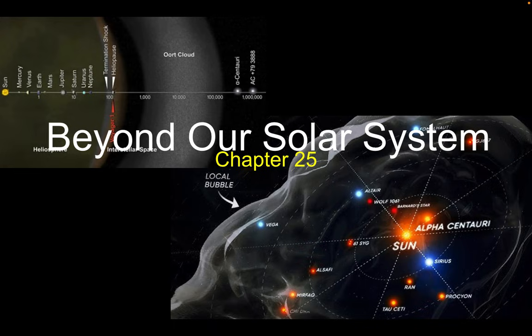So we started off with astronomy, talking about our solar system and our planets. And then we took it a step further and looked at the sun and some other objects in our solar system, like comets and meteoroids. And now we're really going to take a step back and look at galaxies and stars that are very far away. So we're moving beyond our solar system here.